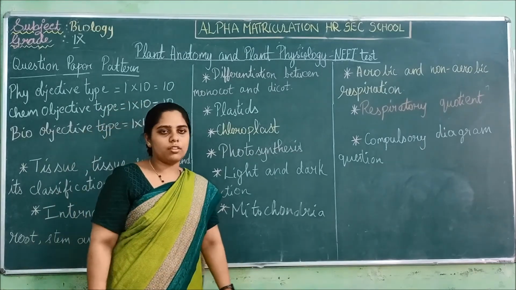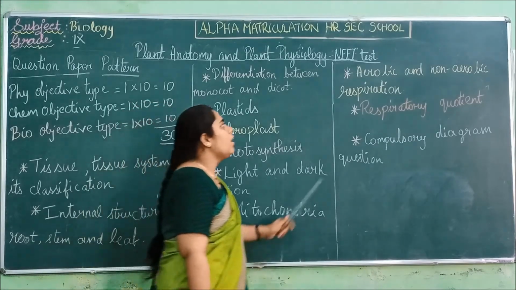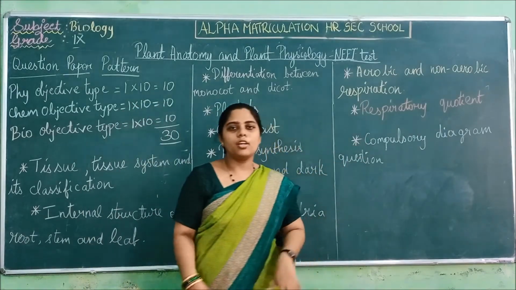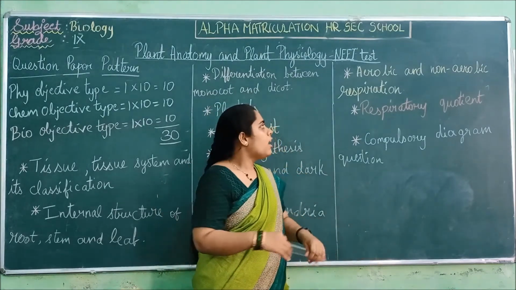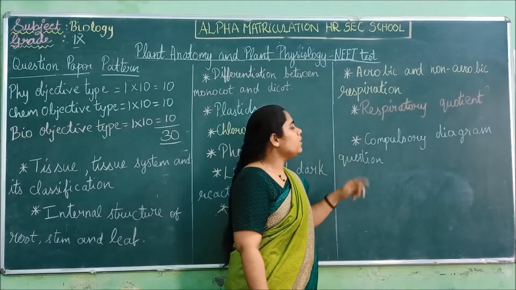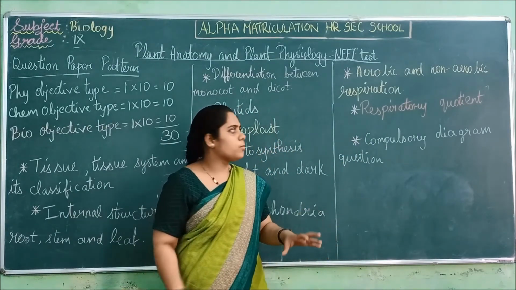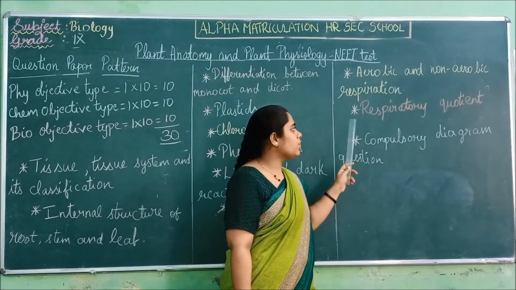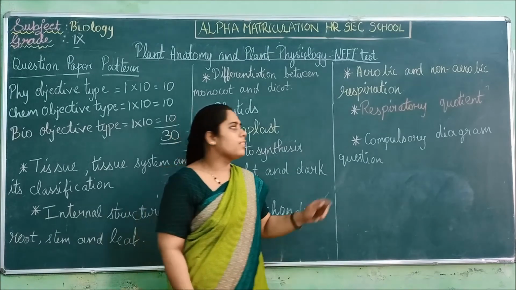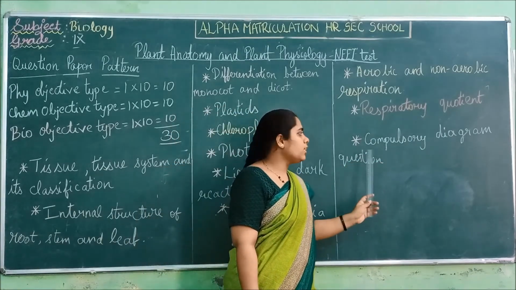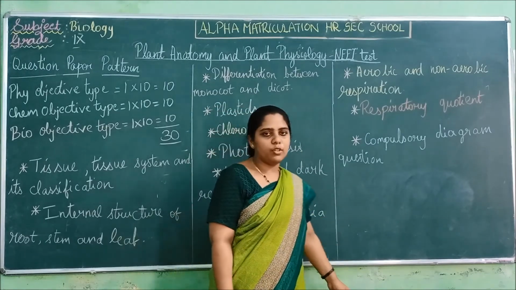Then about mitochondria, the structure and functions of mitochondria, and about aerobic and non-aerobic respiration. What is aerobic respiration? What is non-aerobic respiration? And what are the equations that have to be learned? So learn everything. And respiratory quotient: what is respiratory quotient, and the equation of it. Learn it and learn the diagram also. These are the topics that we have to cover.